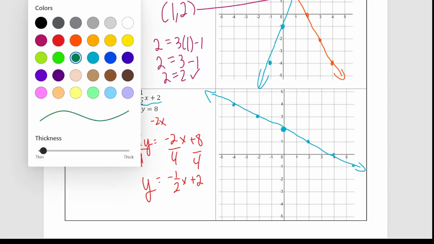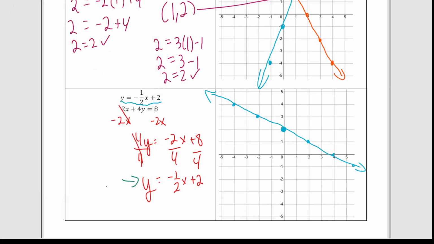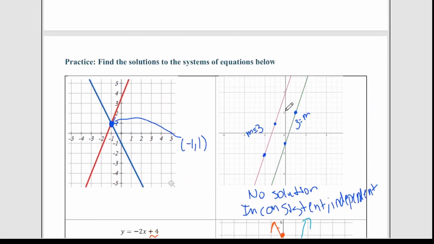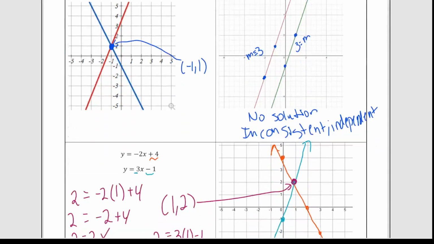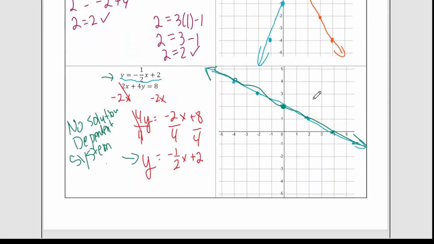And then this is a case where you notice, oh my gosh, these are the exact same equations, so they would be plotted right on top of each other. So in this case, this is considered no solution. It is a dependent system. So we're in that last scenario up here. So the system is dependent because really I just gave you the same equation twice.